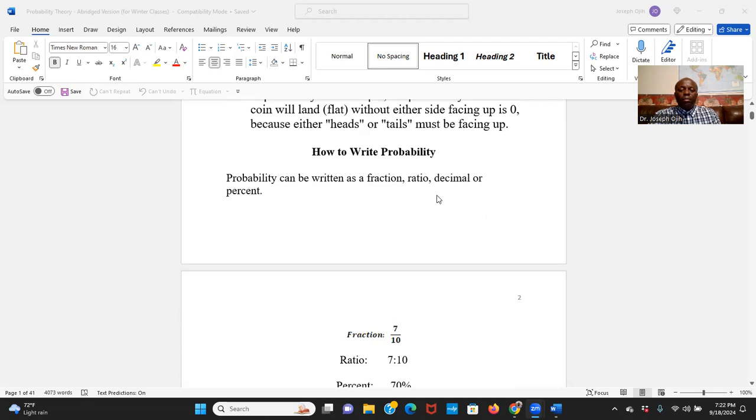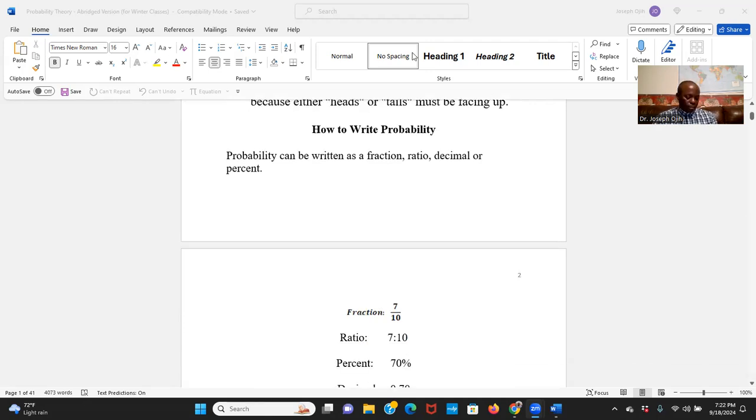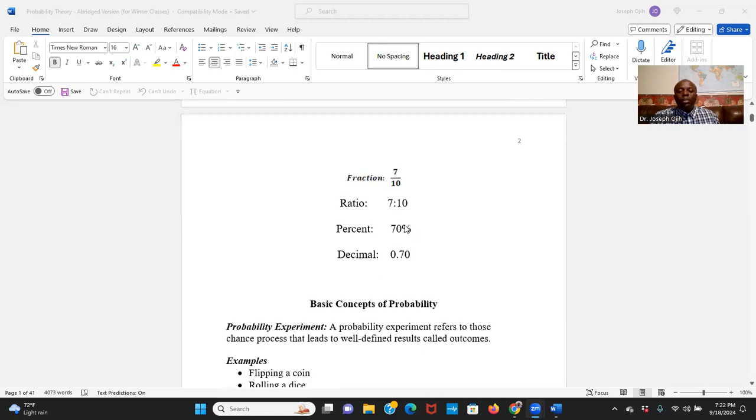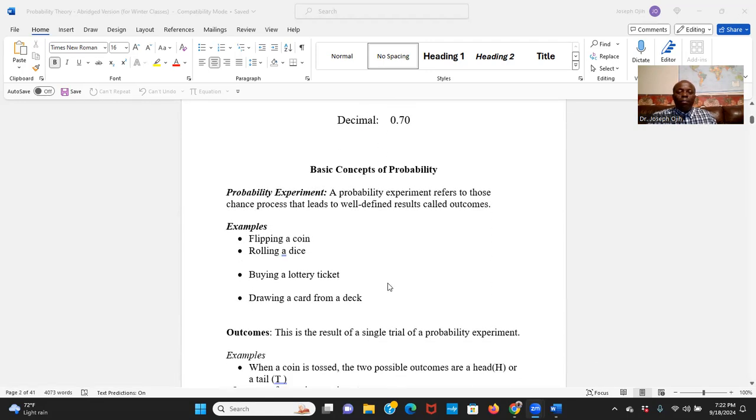Now, how do we calculate probability? You can calculate it as a decimal, as a fraction like 7 over 10, or 7 to 10, or 70%, or 0.7. So as a fraction it is 7 over 10, as a ratio 7 to 10, as a percent 70%, as a decimal 0.7. This is just an example with 7 over 10. So at this point, we can take a quick look at the basic concepts of probability.